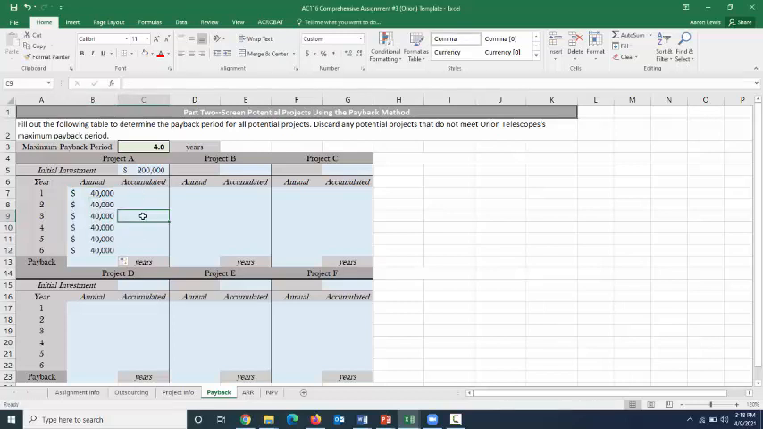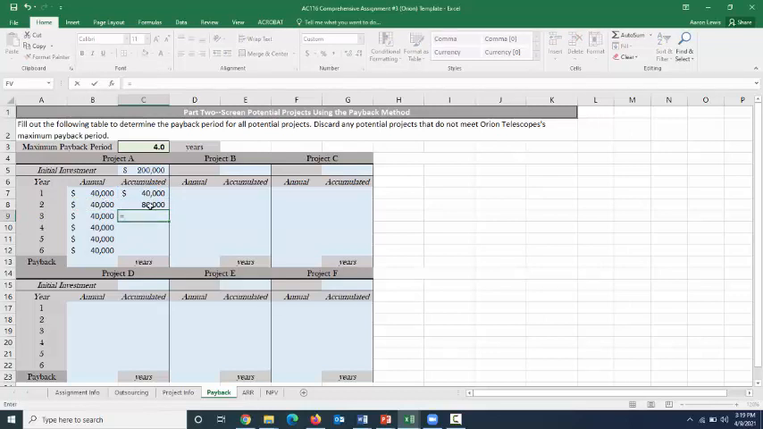And now that we have each of the annual cash inflows, we need to determine what the accumulated cash inflows will be at the end of each year of the project's life in order to determine when Orion Telescopes will get paid back their initial investment by this project. So after year 1, we'll have just that $40,000 inflow. After year 2, we'll have made $40,000 in year 1 and $40,000 in year 2 for a total of $80,000.